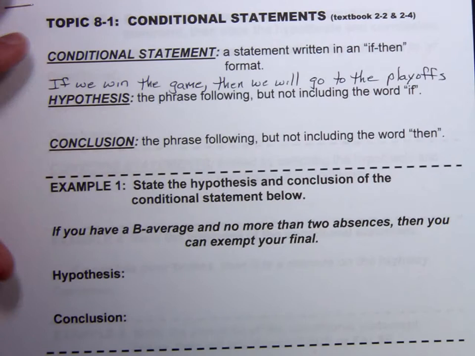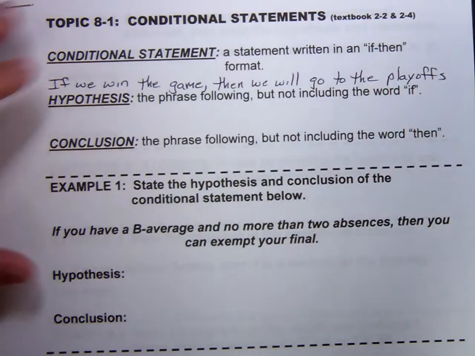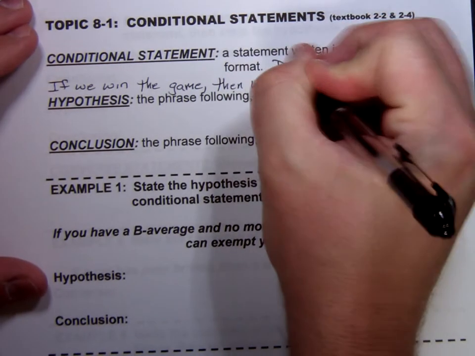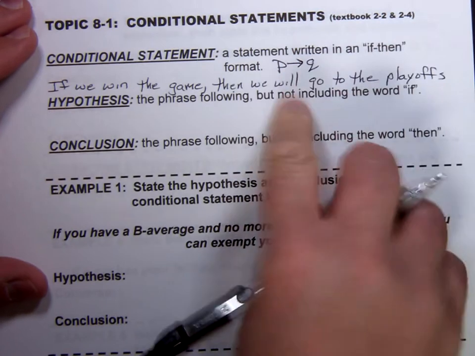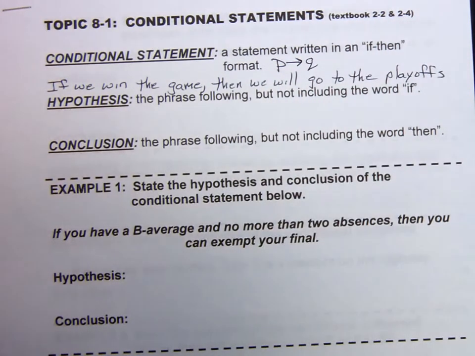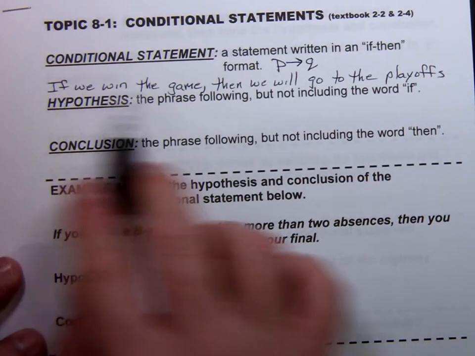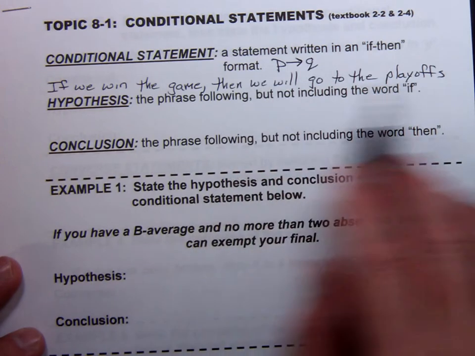So that's an if-then format. If this happens, then this will happen. If we win the game, then we will go to the playoffs. And you'll see the conditional statement written in letters and symbols like this. So if you see this, this is if P, then Q. So in the scenario that I just came up with, P would be we win the game. If P, then Q. Q would be we will go to the playoffs.